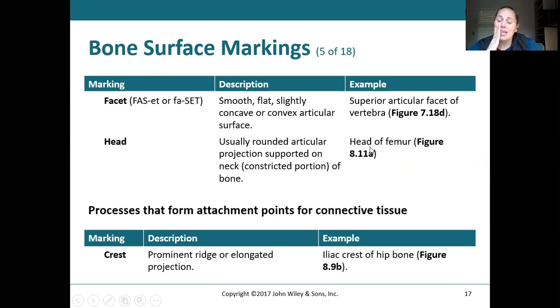So this seems like a lot, and again, we're going to see some pictures of these. And I'm not going to necessarily require you to be able to apply all of these bone surface markings to every single bone that we look at. Okay. The crest is a prominent ridge or elongated projection. So the iliac crest of the hip bone, when we get to talking about the appendicular skeleton, we'll definitely see that very clear and apparent, the crest of the hip bone.